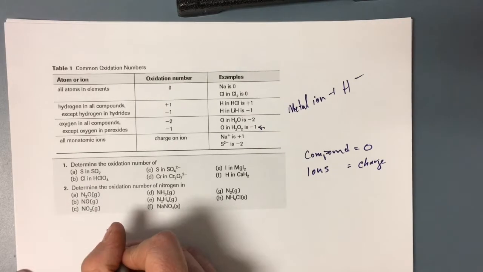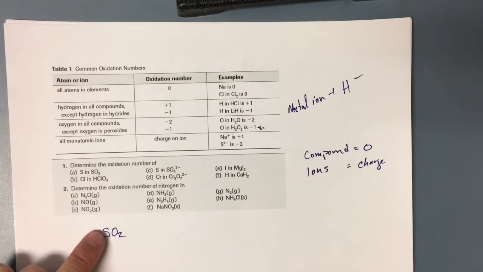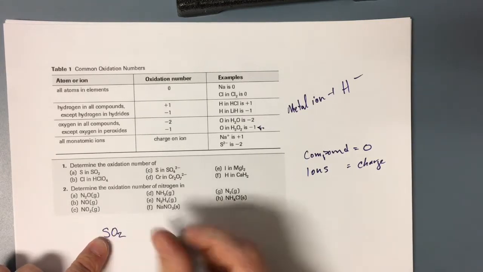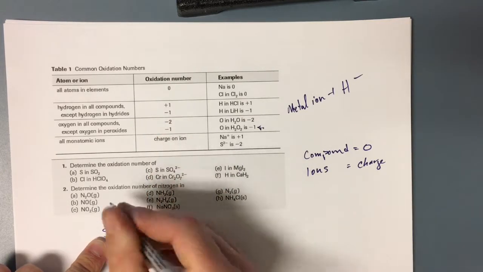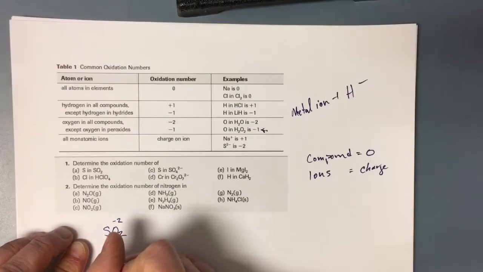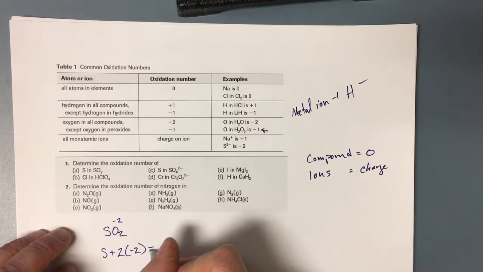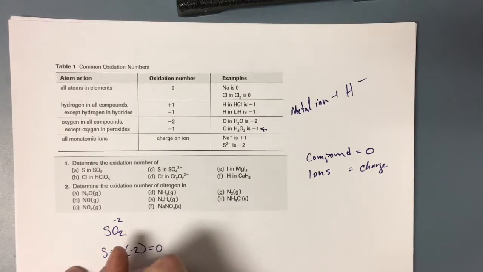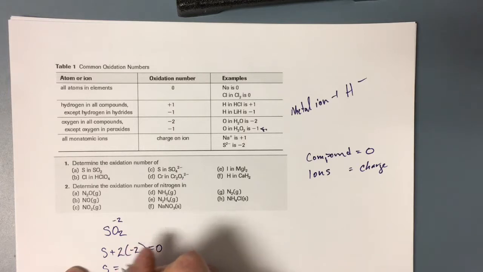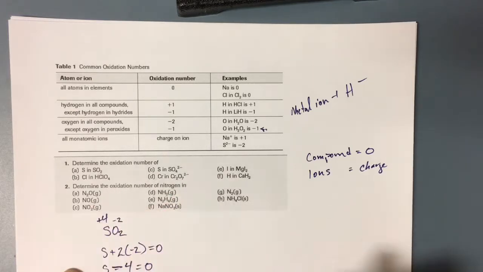So here we've got sulfur in sulfur dioxide. Now, we don't know what sulfur's oxidation number is, but oxygen in any compound is -2. This thing has 0 net charge, so we're going to say that sulfur plus 2 -2s, so 2 oxygens, equals 0. And then if I solve for sulfur, sulfur - 4 equals 0, so sulfur equals +4. Sulfur has a +4 oxidation number.